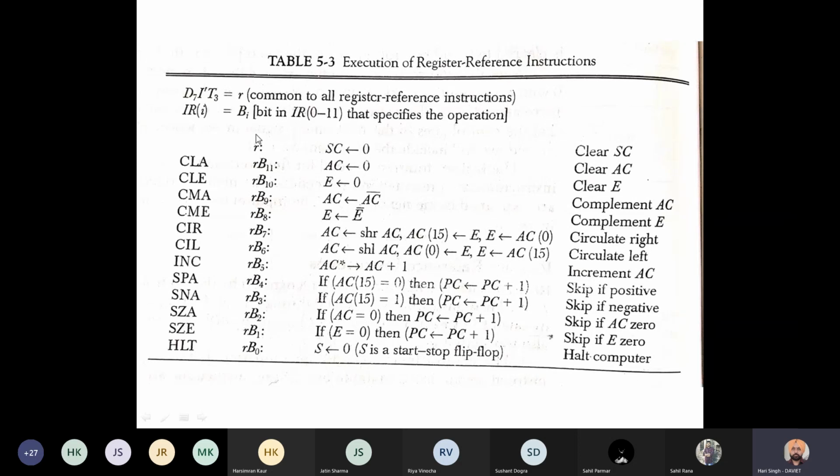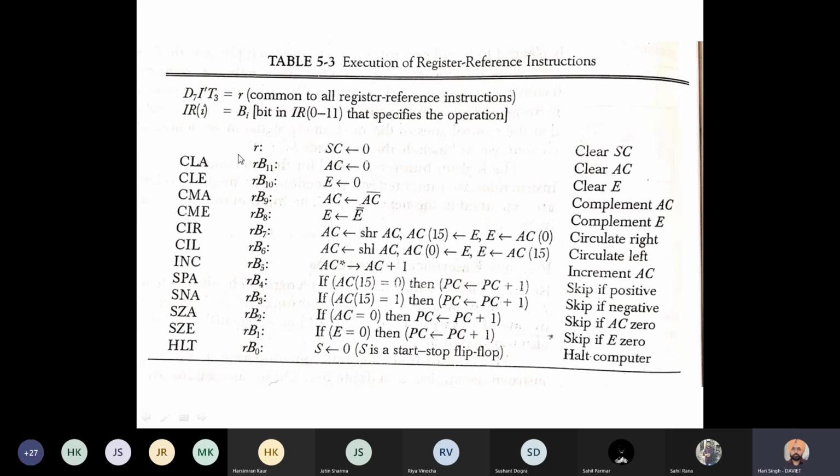And IR bits from 0 to 11 are the first part of the instruction code. Based on the status of these bits, the microprocessor will execute any one of these instructions. While executing these instructions, small r should be common to all. That means D7 should be 1, I should be 0, and T3 should be 1.